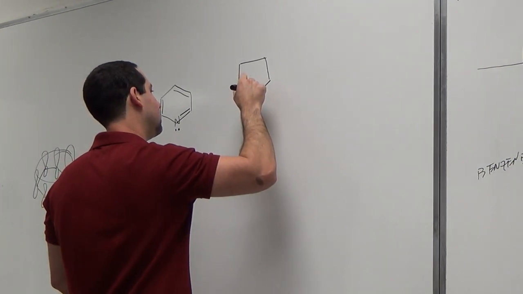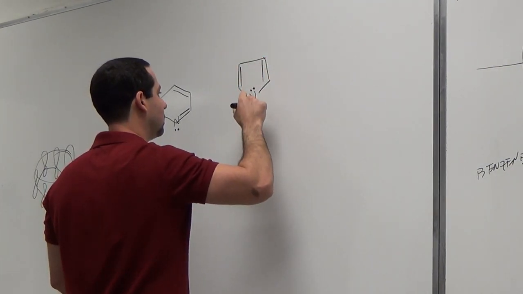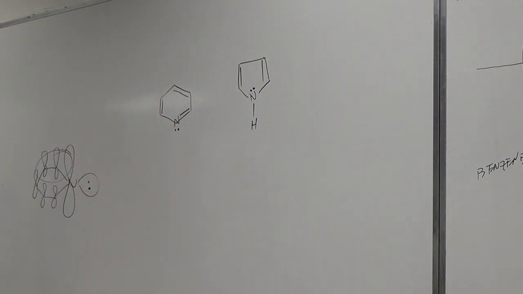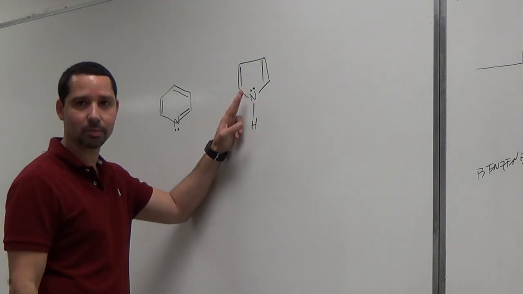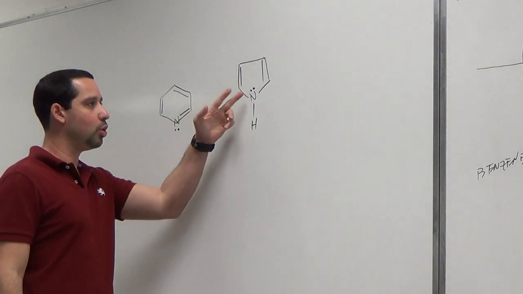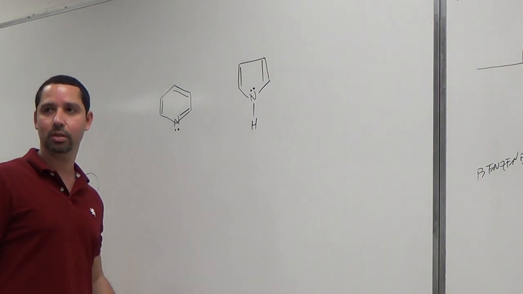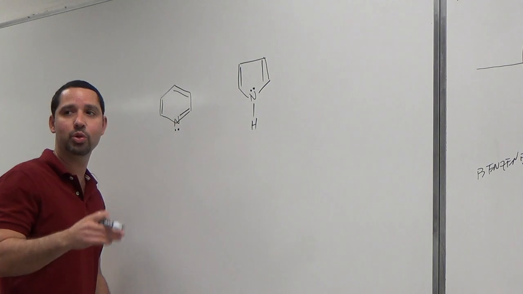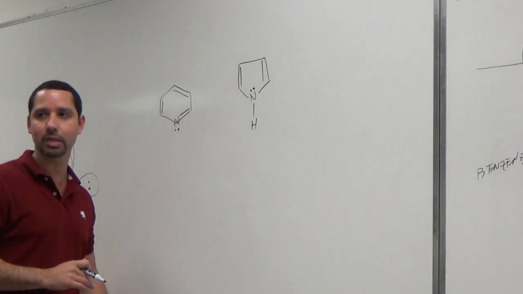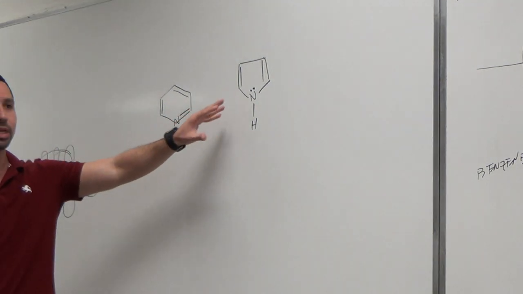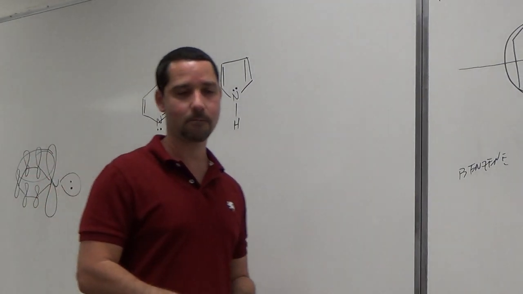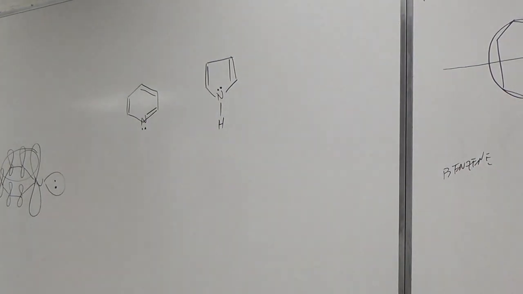Is this aromatic, yes or no? Yes. It is aromatic. Are these two electrons part of the aromatic system? Yes. Now, are those two electrons basic? No, they are not basic. Because they are part of the aromatic system, they are doing something else. They will not act like a base. So this is not very basic, while this is very basic because these are outside. Good. Make sure you write that down.